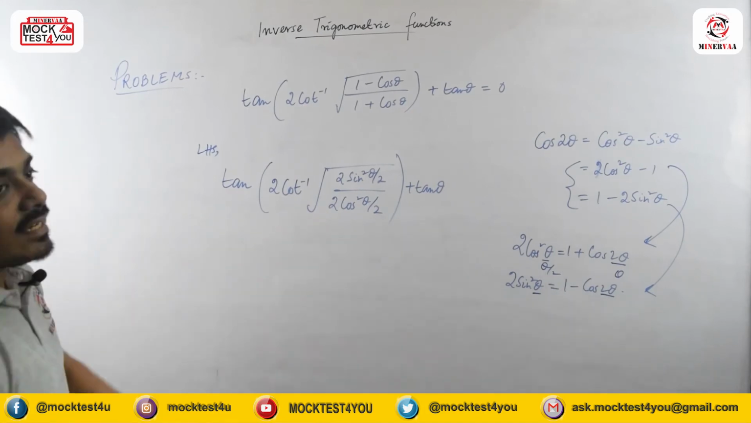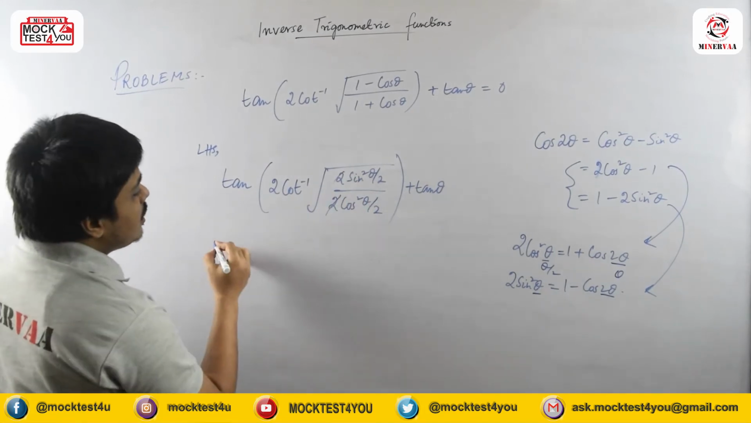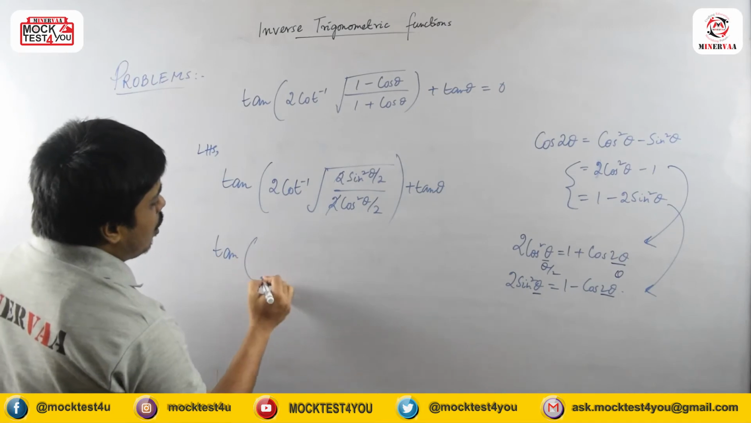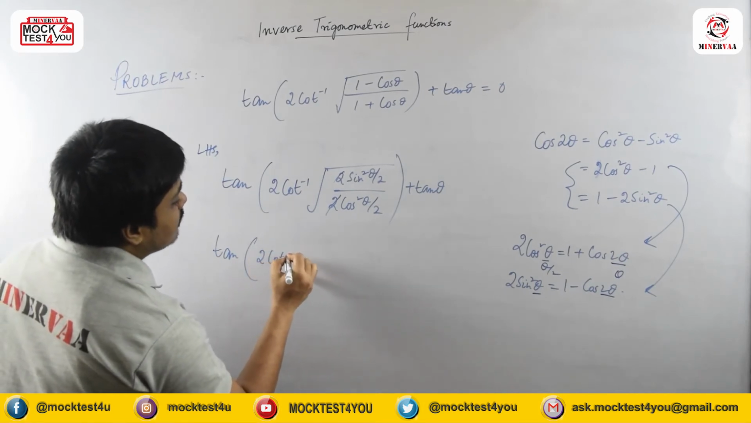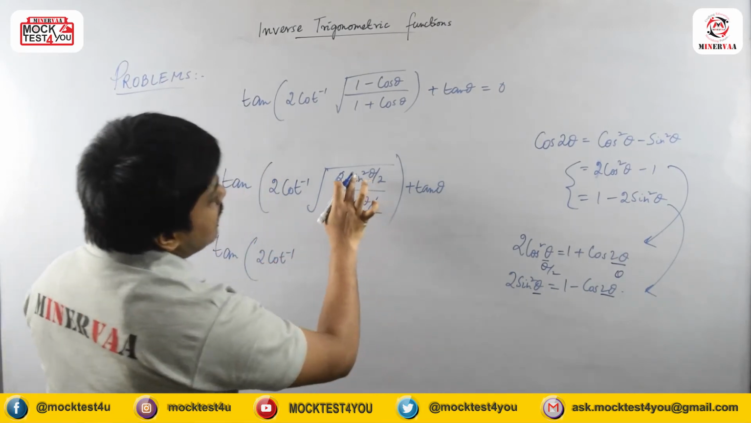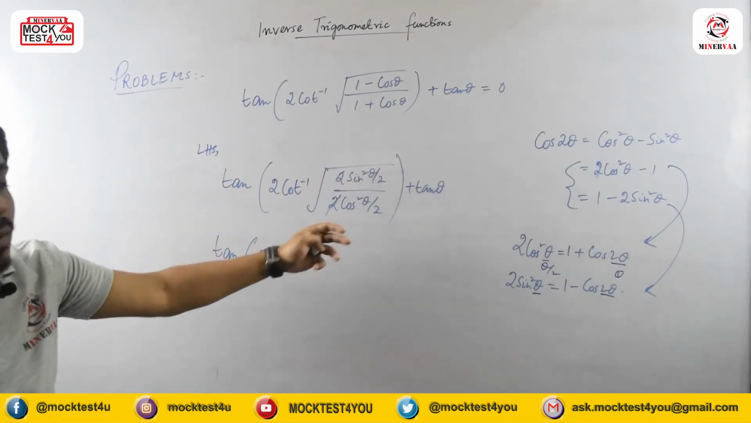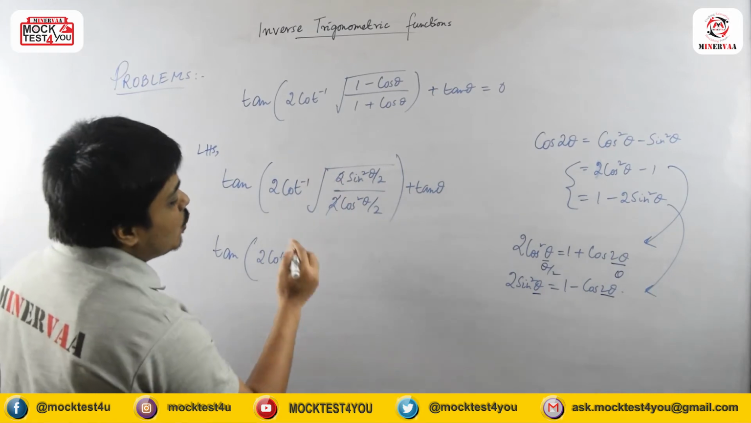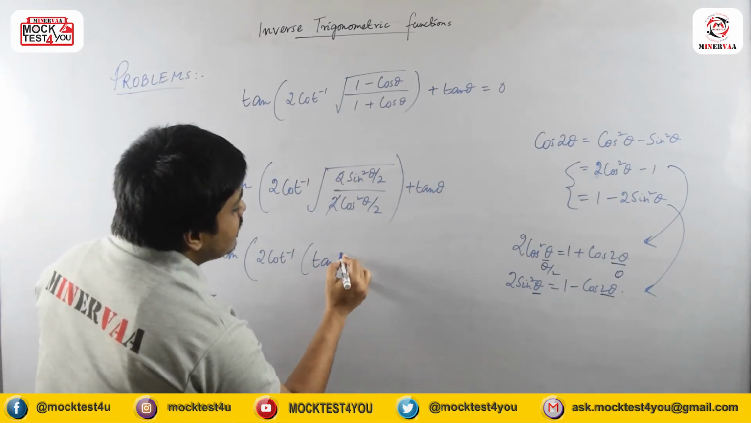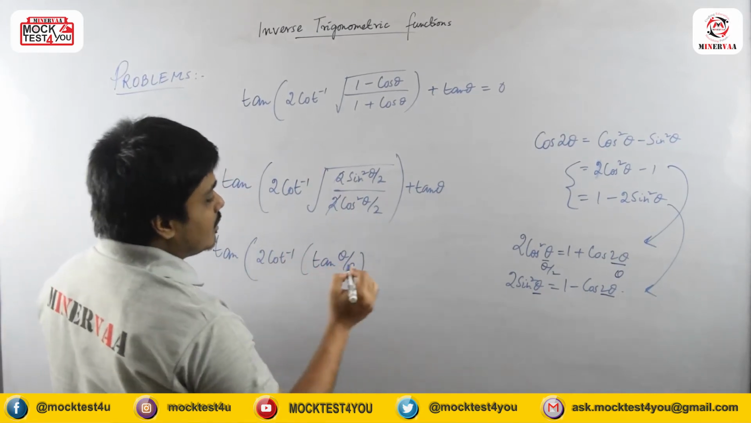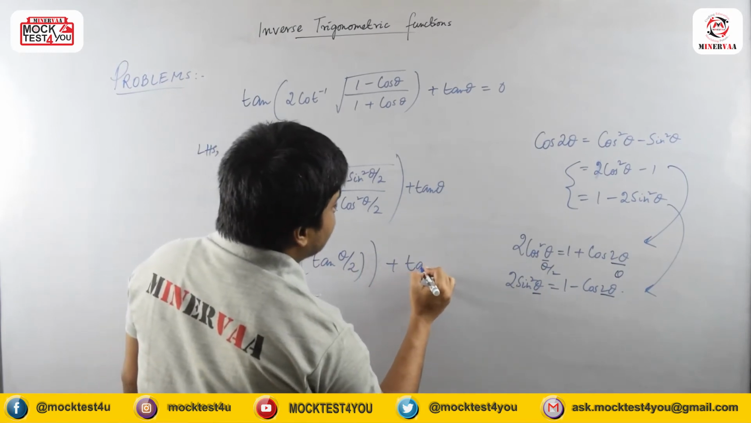After writing this, now to simplify, the 2 gets cancelled. So what we have is tan of 2 cot inverse of sin theta by 2 over cos theta by 2. That gives us tan square theta by 2, and the tan square and square root will go away. We have tan theta by 2 in here, so plus tan theta.